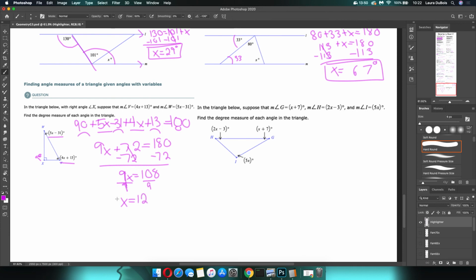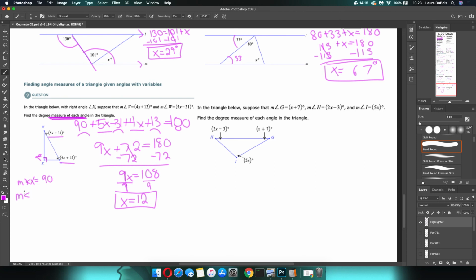Now, let's see here. Are they asking us to find the degree measure of each angle in the triangle? This is something that you always want to keep an eye on, especially for my SAT people. Always look at what they're actually asking for, because a lot of people tend to say, oh, x equals 12, we're done. No, you're not. The measure of angle x, that was the easy one, because that's 90 degrees, because they gave us the little box thingy that tells us that.